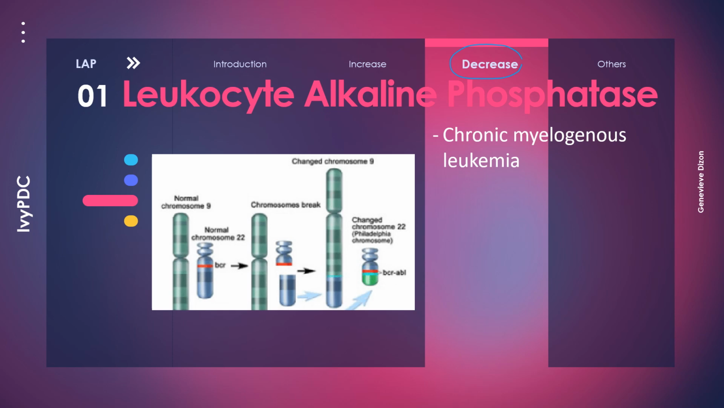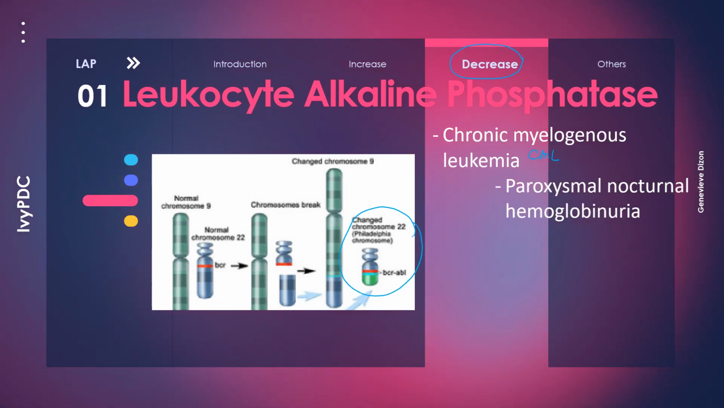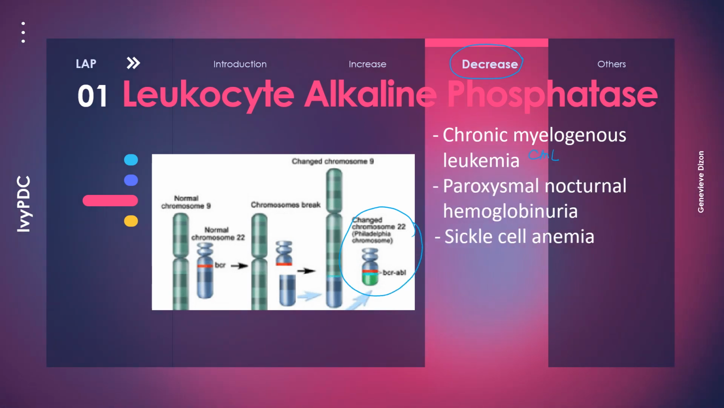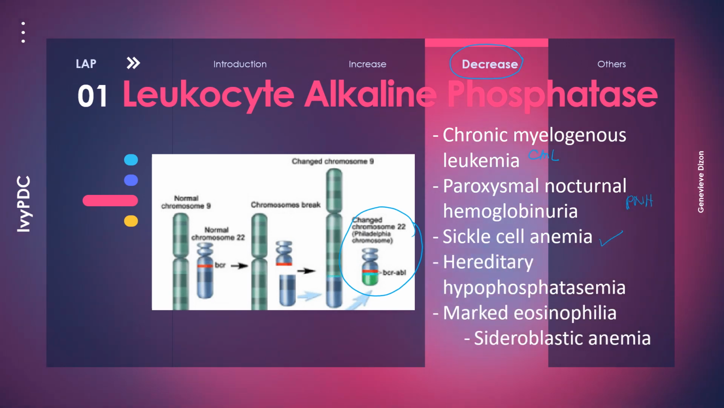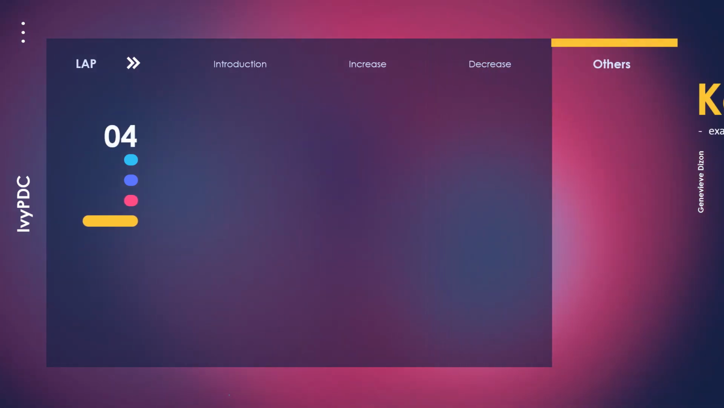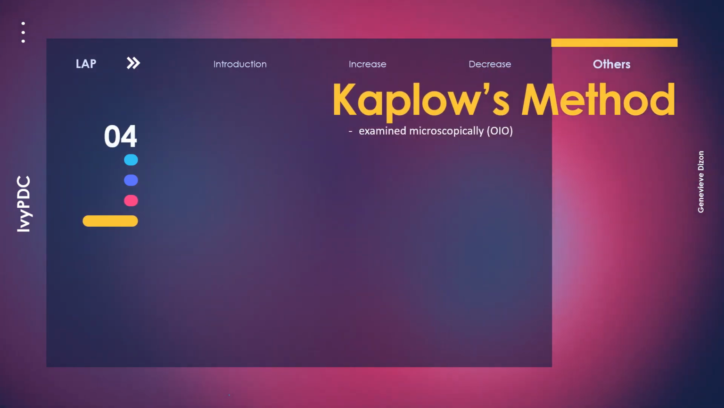Decreased LAP scores may be found in CML or chronic myelogenous leukemia, where there is a presence of the Philadelphia chromosome. They can also be found in patients with PNH, sickle cell anemia, hereditary hypophosphatemia, marked eosinophilia, and sideroblastic anemia. The method used to determine the LAP score of a patient is the Kaplow's method.